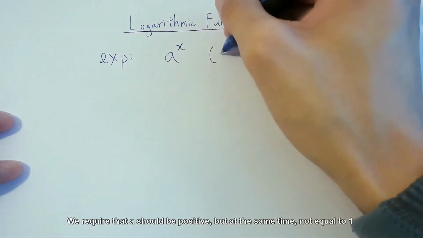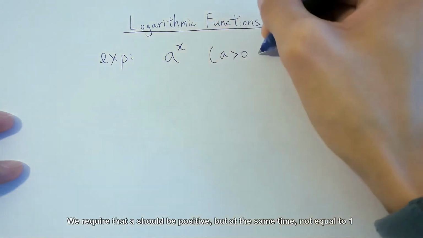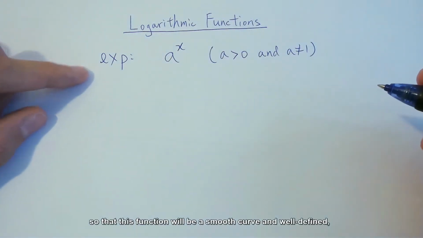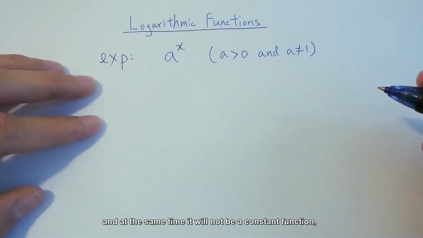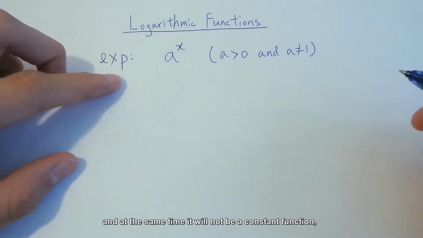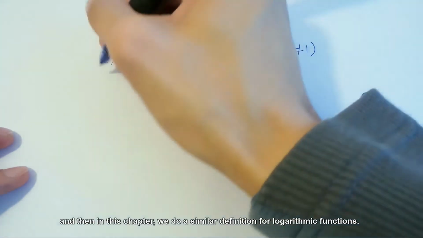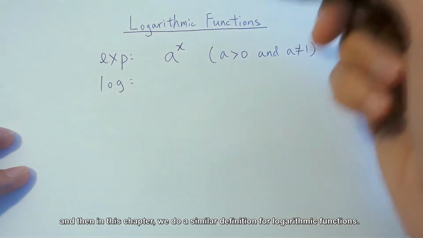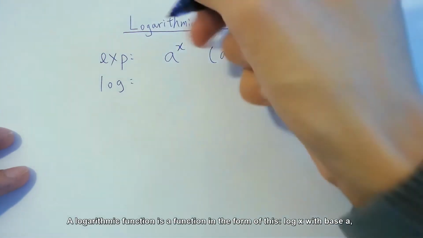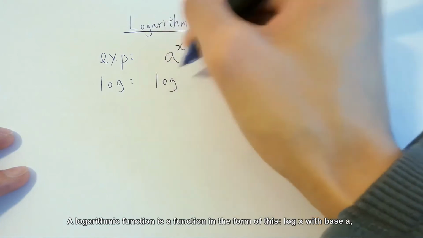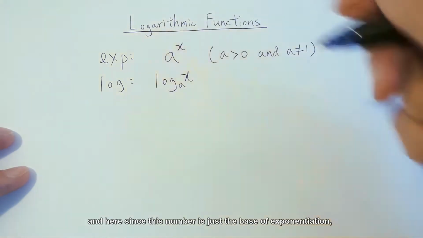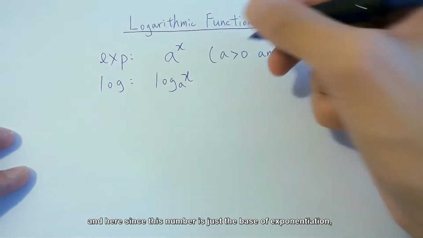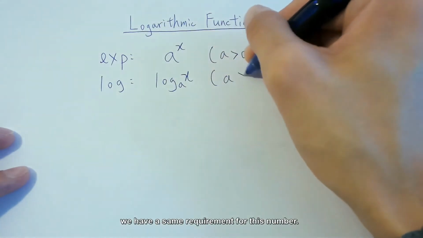I hope you can still remember this. We require that a should be positive, but at the same time not equal to 1. So that this function will be a smooth curve and well-defined, and at the same time it will not be a constant function. And then in this chapter, we do a similar definition for logarithmic functions. A logarithmic function is a function in the form of this, logarithm of x with base a. And here, since this number is just the base of exponentiation, we have the same requirement for this number.